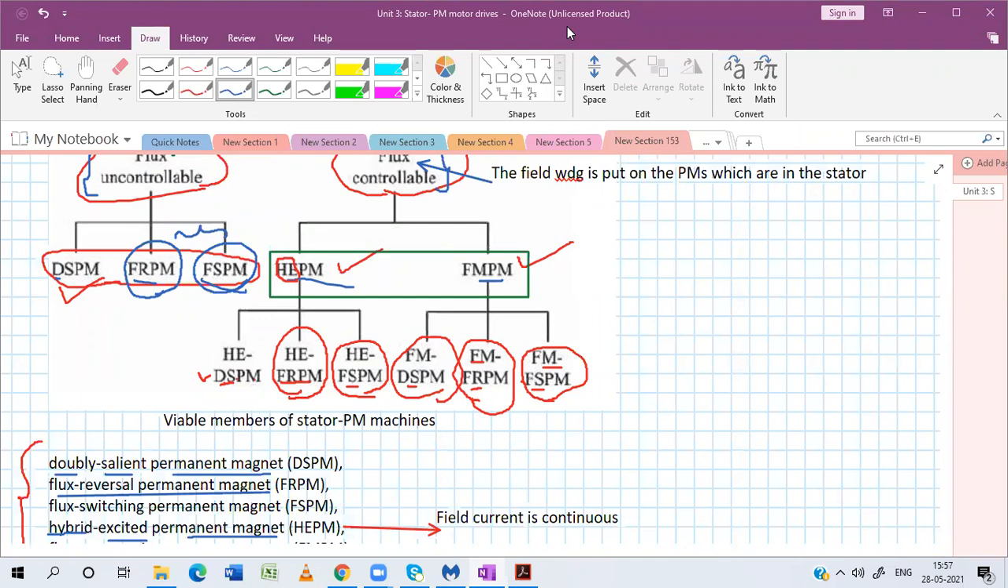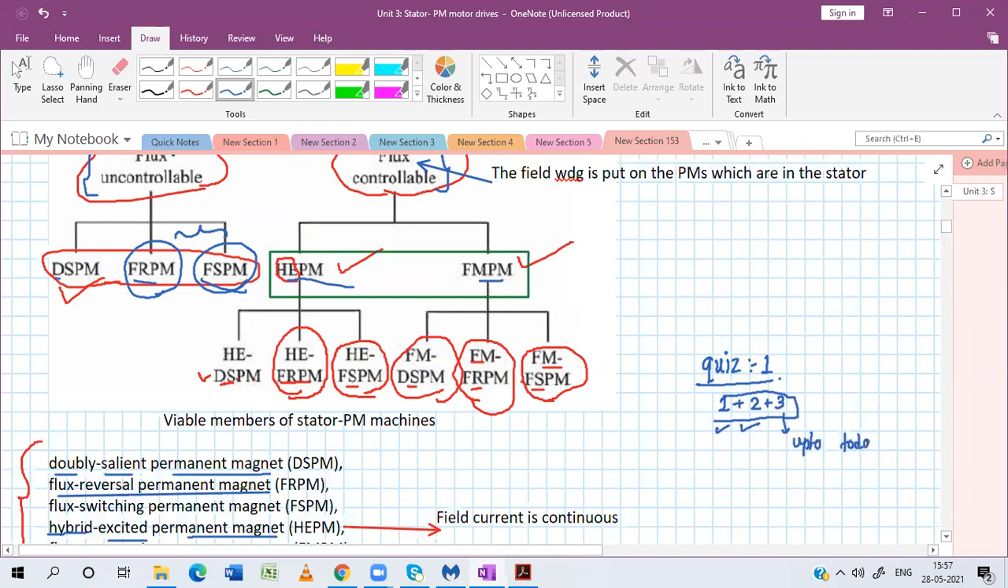Tomorrow I will float one quiz in Canvas. It is quiz number 1. It is from unit number 1, unit number 2, plus unit number 3 up to where we have done. Units 1 and 2 are full units, and unit 3 up to today, whatever we have done up to today. Is it clear? It has only 10 questions, 10 MCQs.